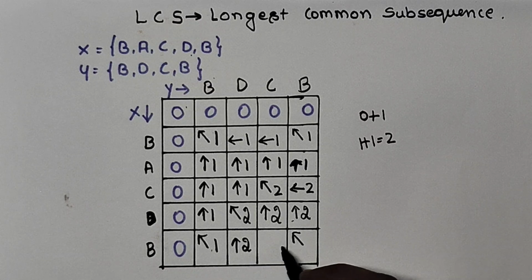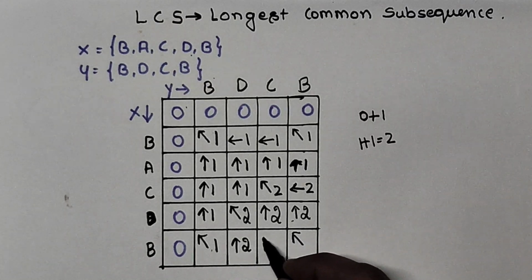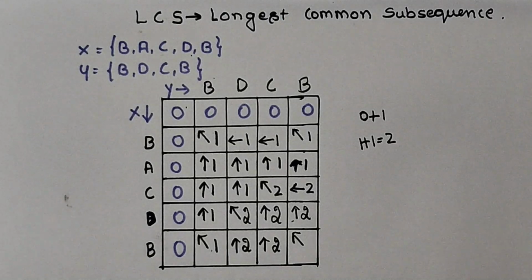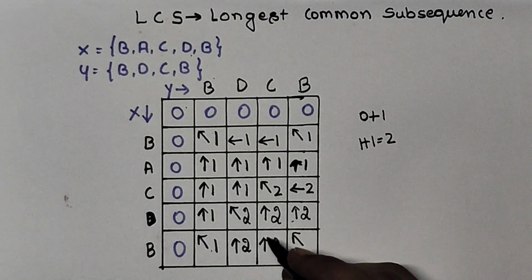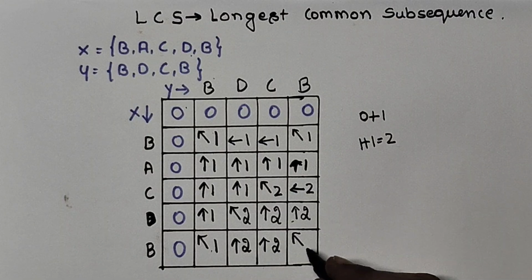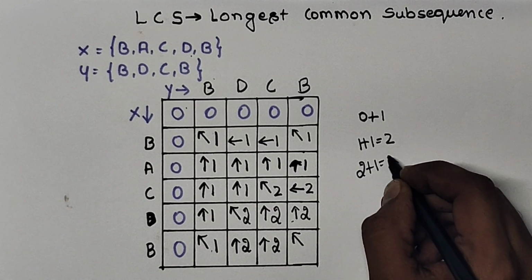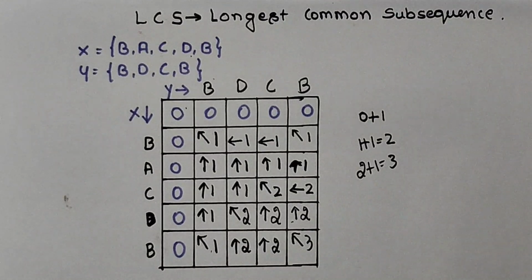Left side is 2, upside is also 2. So when both are common, just show the arrow towards upside and just copy that number. Here the arrow is tilted. That is, it is showing the value as 2. So I must add 1 to that. 2 plus 1 will be 3. So here it's complete the filling of the table.